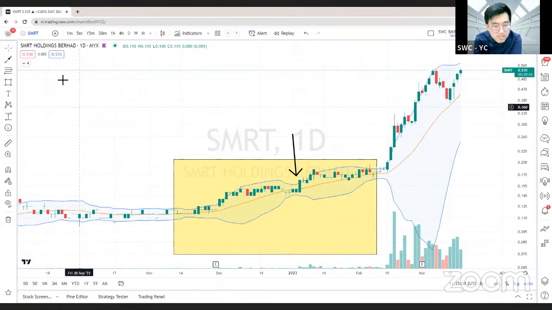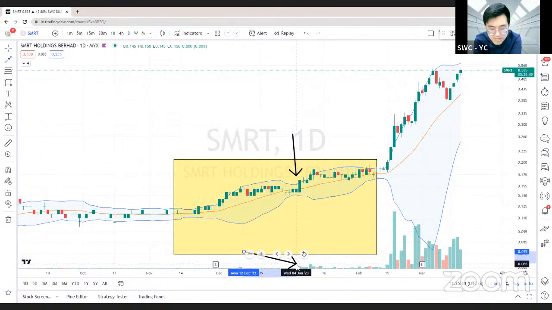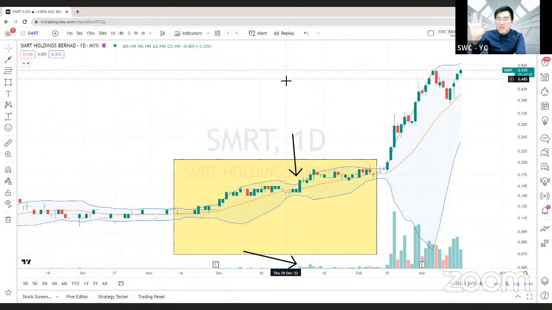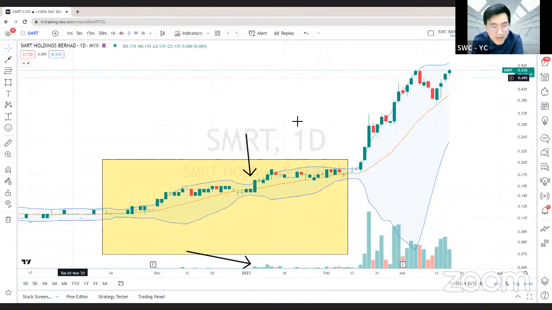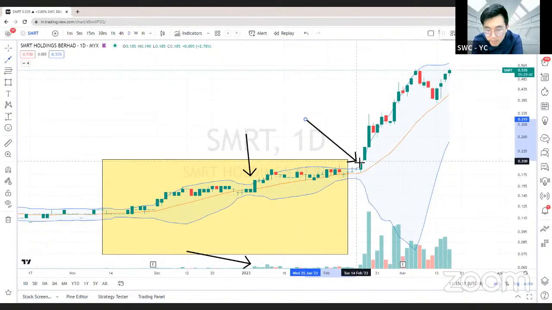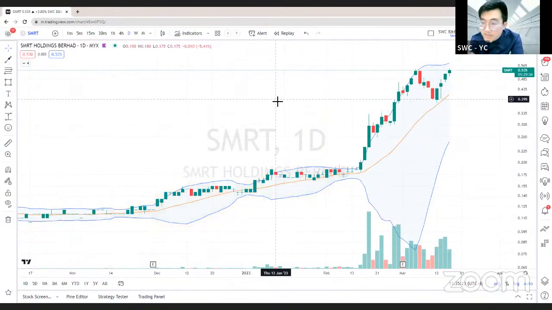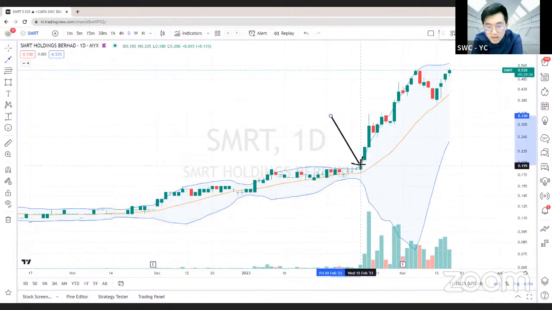We will say the volume is very little. Okay, very little. So another part is here. You can see, this one is another Bollinger Band breakout. Okay, let me remove it again. You will see clearly this part.